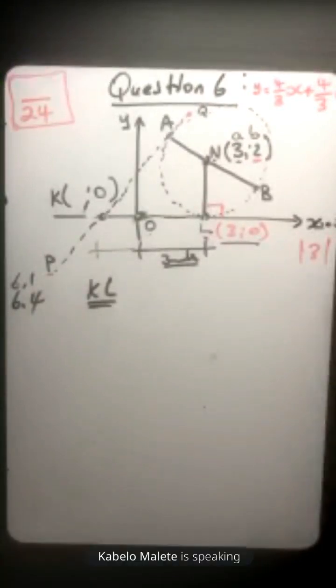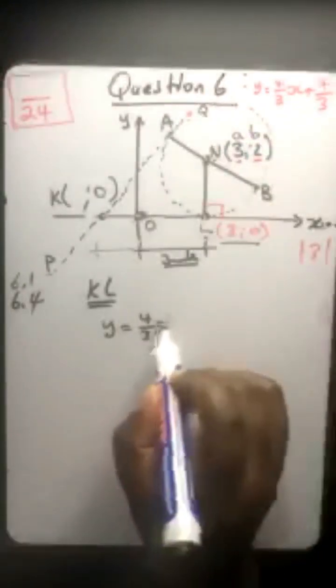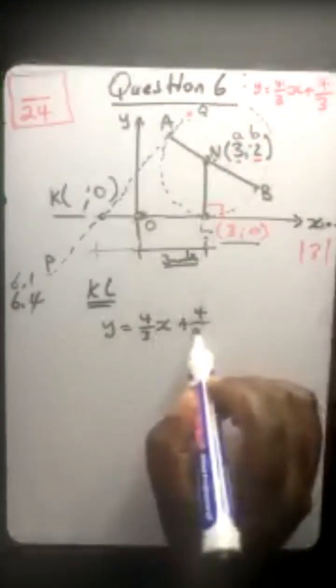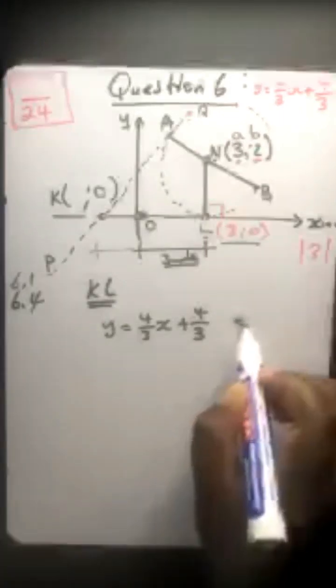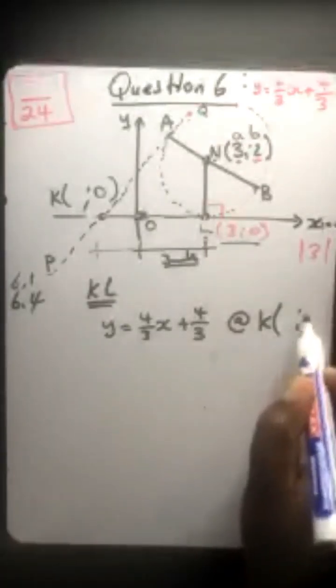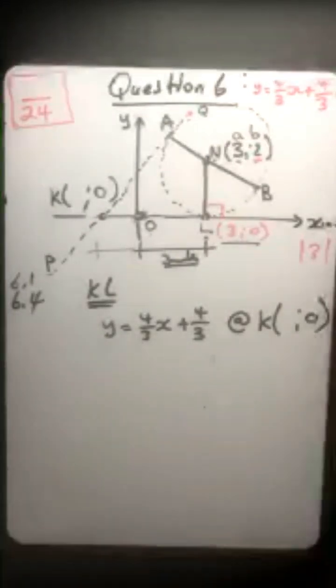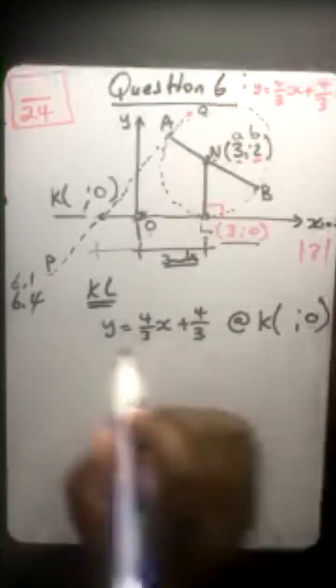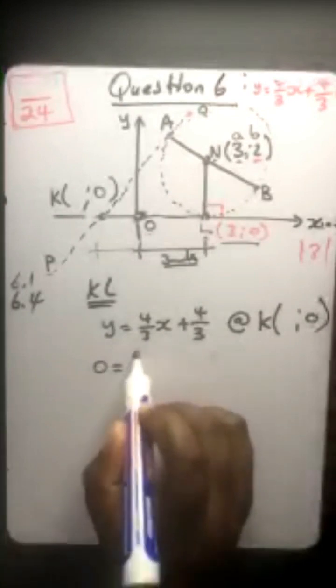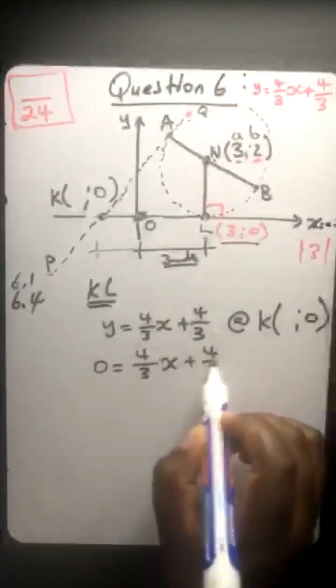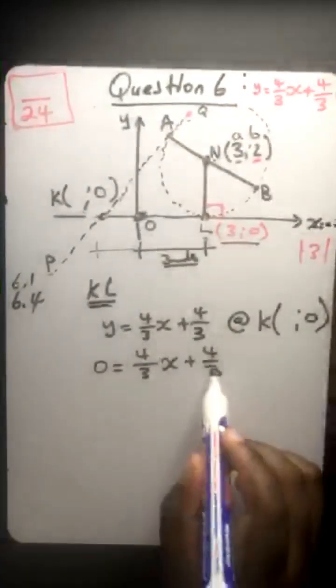So are you not going to use the equation that you were given to get that point? 100%. We are given an equation of a straight line being y equals 4 over 3 x plus 4 over 3. At that point K, we already know that y is 0 there. Let's substitute this 0 and solve for x and see what we get. So you take this to the other side.